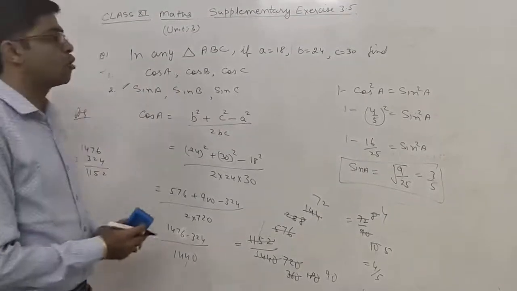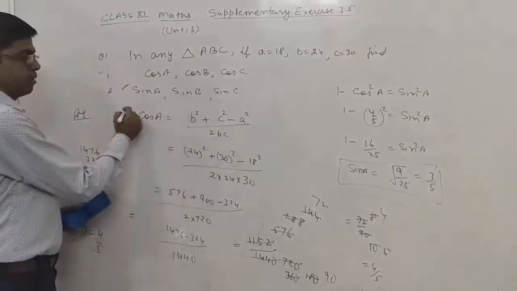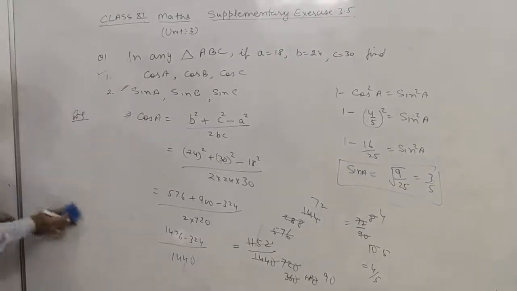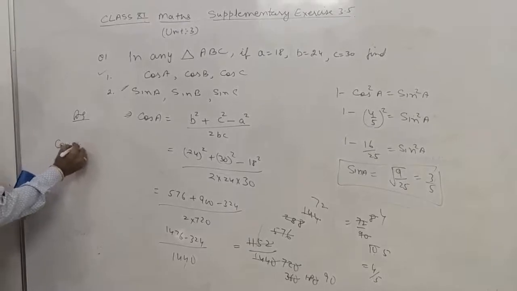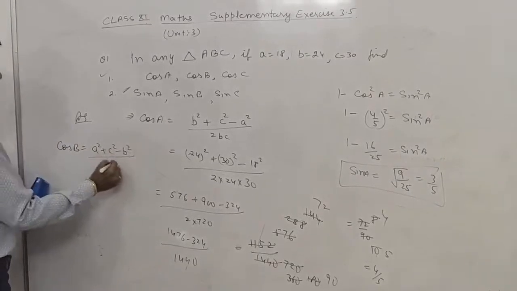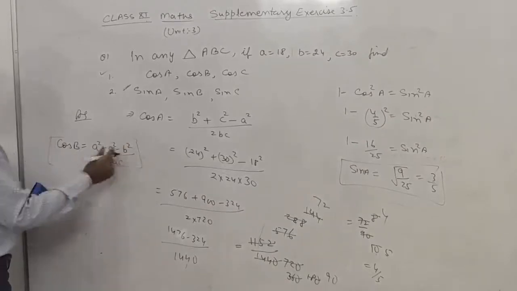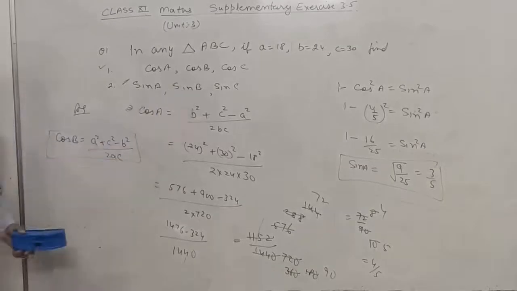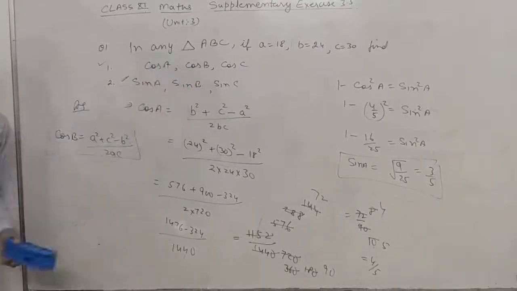Now cos B, how to find cos B? The same type of formula, cosine law, we will use in this. Cos B will be a square plus c square minus b square upon 2ac. We just have to put the values in this and then we can find cos B. Similarly we can find sin B also. So the remaining 2-3 parts you can do.